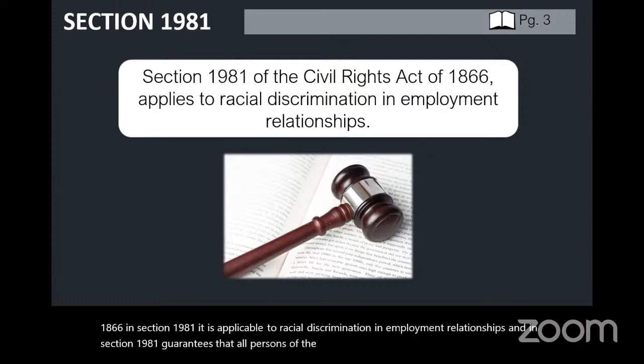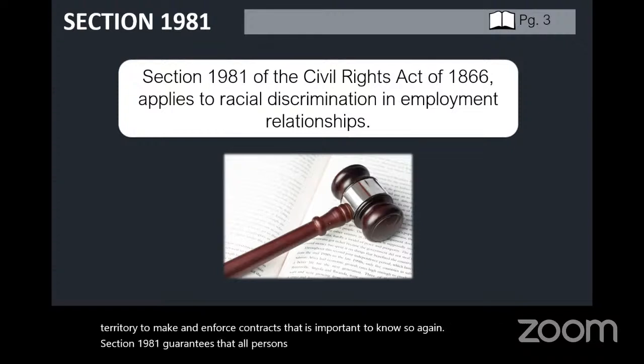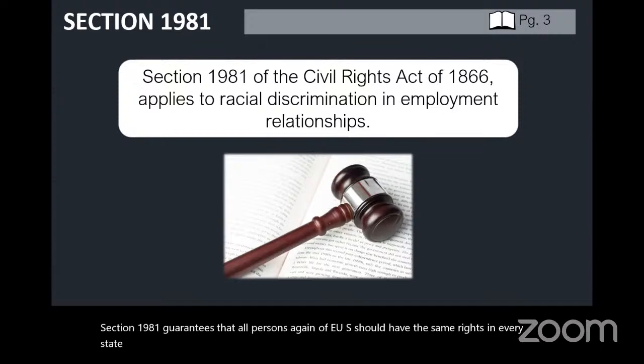Shall have the same rights in every state and territory to make and enforce contracts. That is important to know. So again, section 1981 guarantees that all persons of the U.S. shall have the same rights in every state and territory to make and enforce contracts and to the full and equal benefits of all laws and protections as enjoyed by white persons.